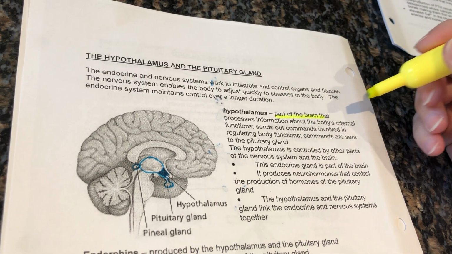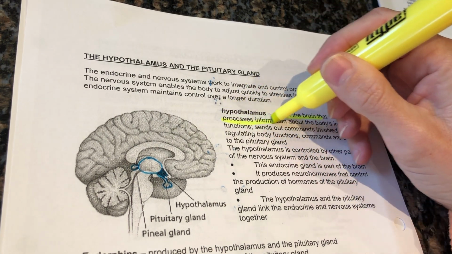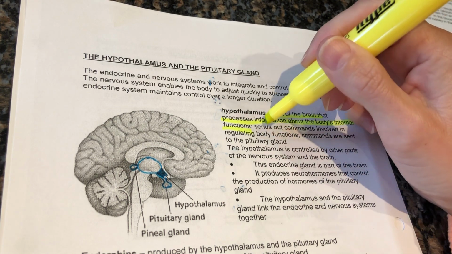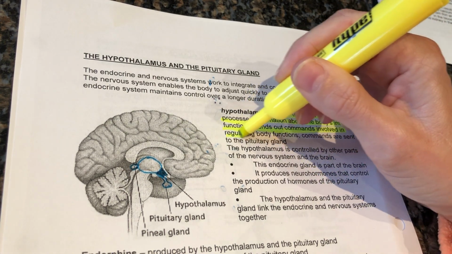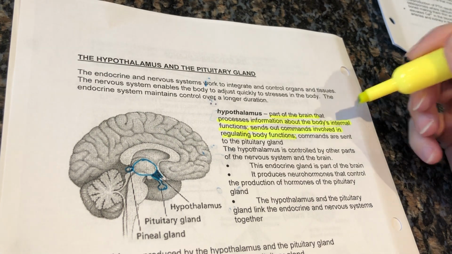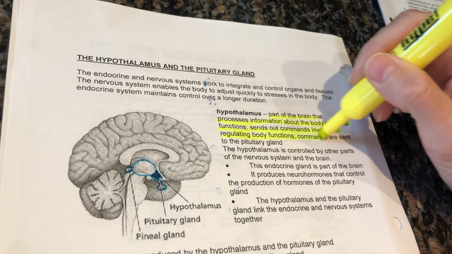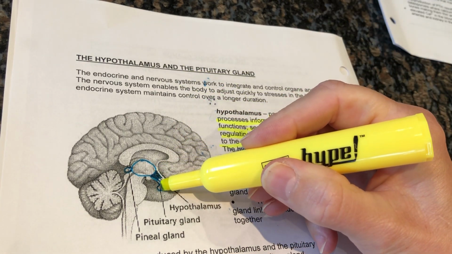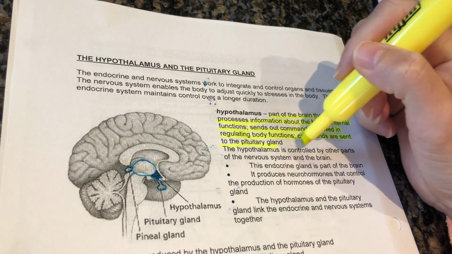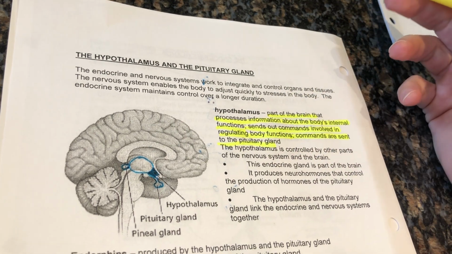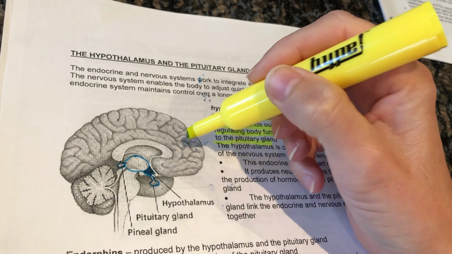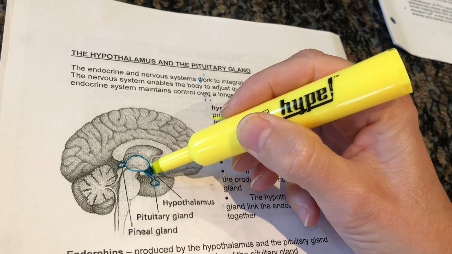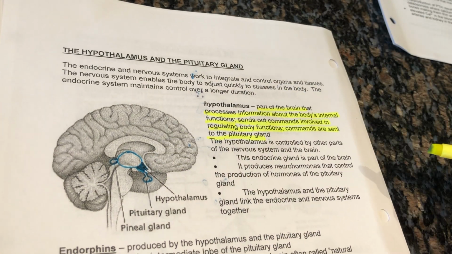Okay, it processes information about the body's internal functions. That's important. Okay, it's a real processing center, and it sends out commands involved in regulating your body functions. Okay, super, super important. And where are the commands sent to? They're sent to the pituitary gland. Okay, so in other words, this is in communication with this. The hypothalamus is controlled by other parts of the nervous system and the brain. So this here is getting all kinds of information from the brain, and then it gathers that information up and sends commands to the pituitary gland.